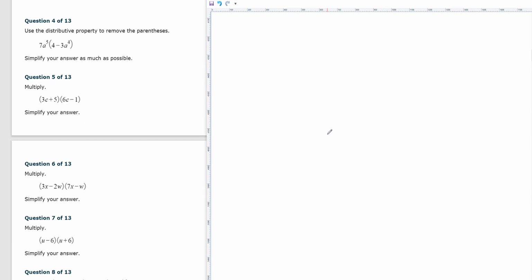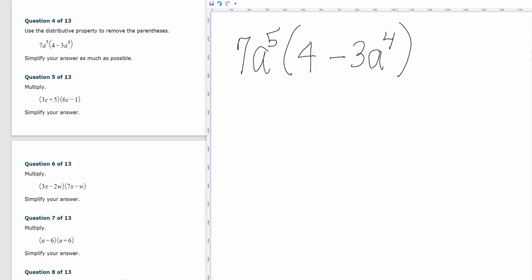Number 4. Use the distributive property to remove the parentheses. 7a to the 5th times 4 minus 3a to the 4th in parentheses.